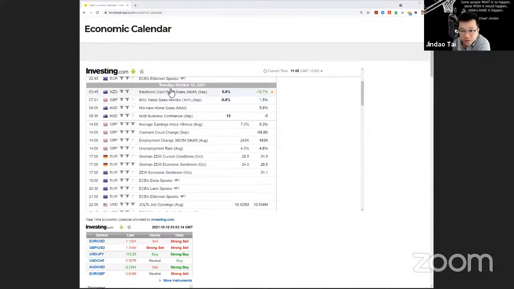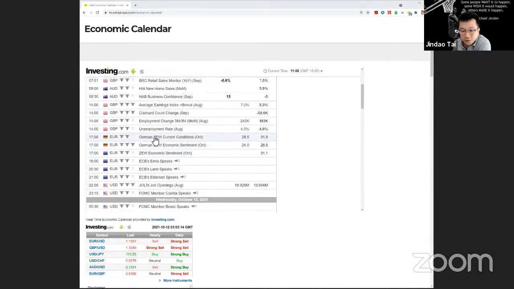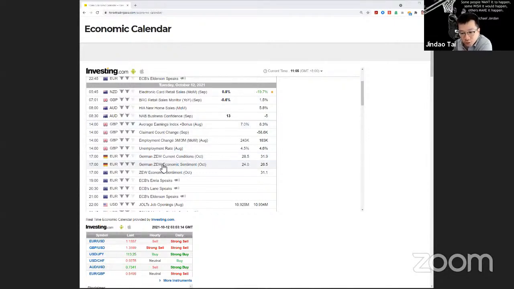So being Tuesday today, looking at the euro dollar and the euro pound, what you'll notice is that we don't have a lot of news at this point. The only main things to pay attention to for today are the German economic sentiment looking to go from 26.5 to 24, and the German ZEW current conditions looking to drop from 31.9 to 28.5.